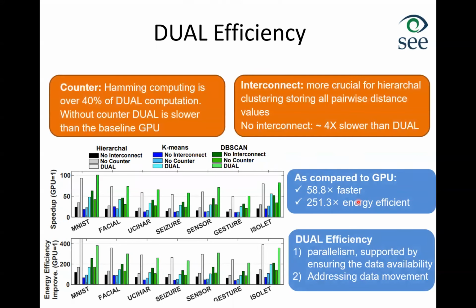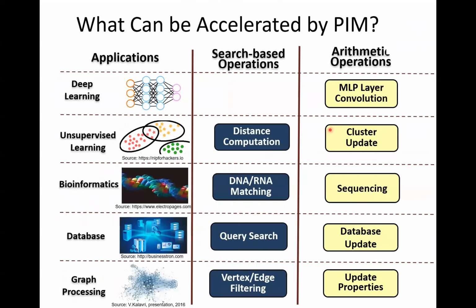Also, we show the impact of different parameters. If I don't have the Hamming computing circuit, what is going to happen? We show that we are even slower than GPU. So it's really crucial to map data to high dimensional space and do Hamming computing in a parallel way in memory. We also show that interconnects are important, but not really crucial. If we don't use them, we can have about 4 times slower computation in DUAL if we don't have any mechanism to address data movement in memory.